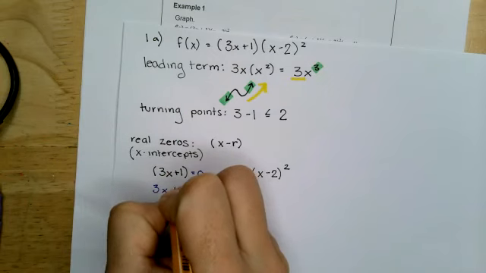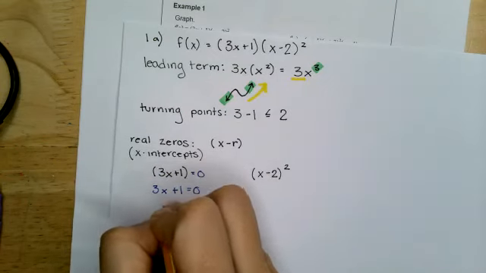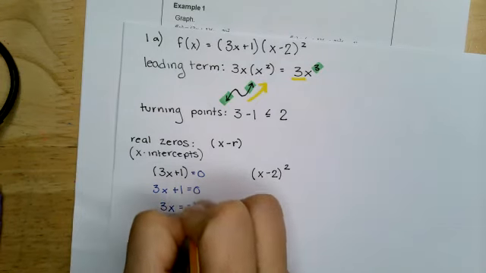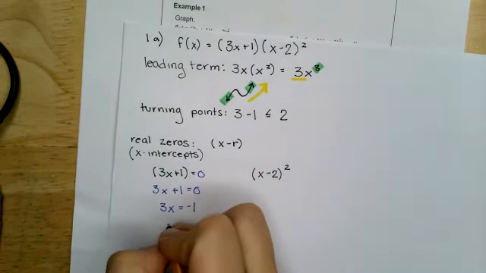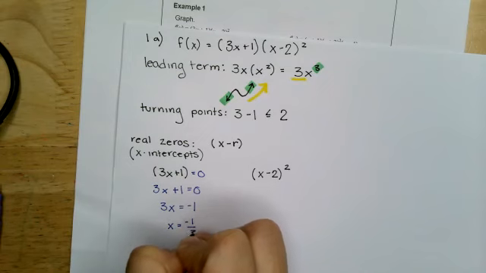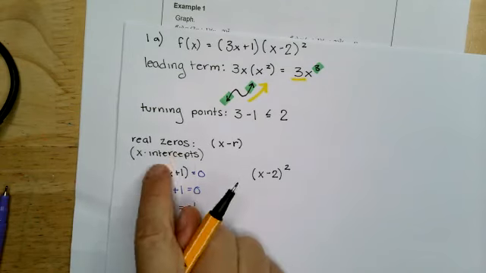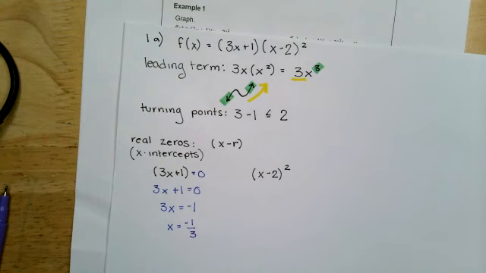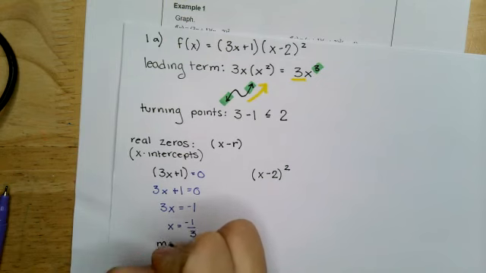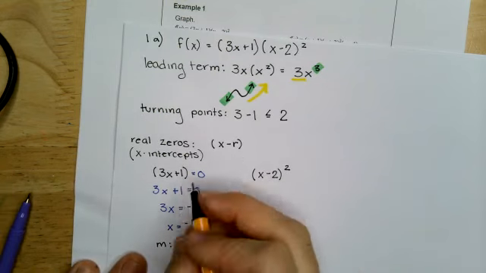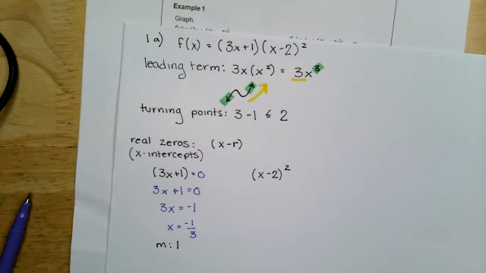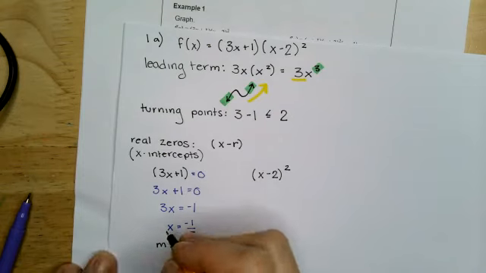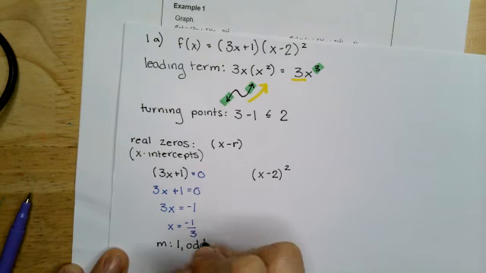So we have 3x plus 1 is 0. I'll subtract 1 from both sides. I'll get 3x equals negative 1. Then I'll divide by 3 and I'll get x is negative 1/3. So the real zero here for all of this is negative 1/3. What's the multiplicity of that? The multiplicity is 1 because there was no exponent. Remember, odd multiplicity means it's going to cross.